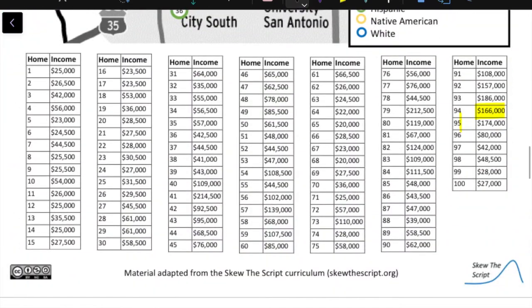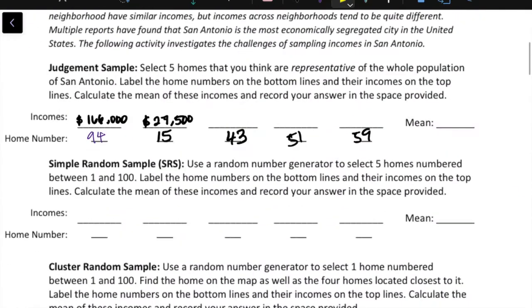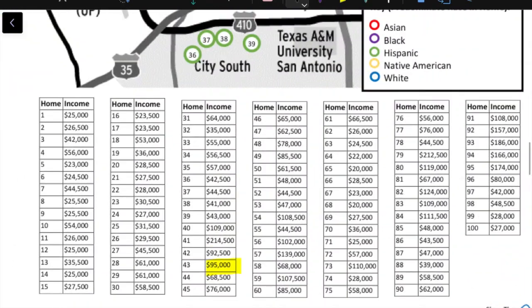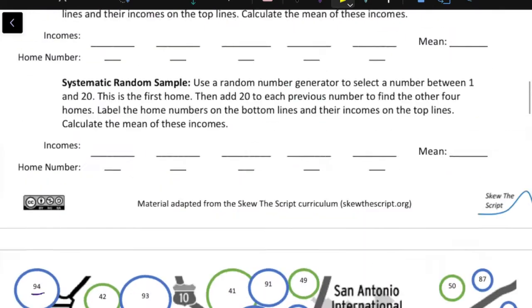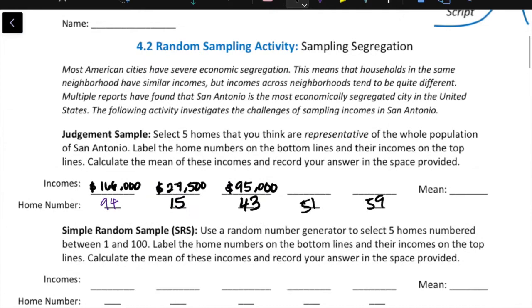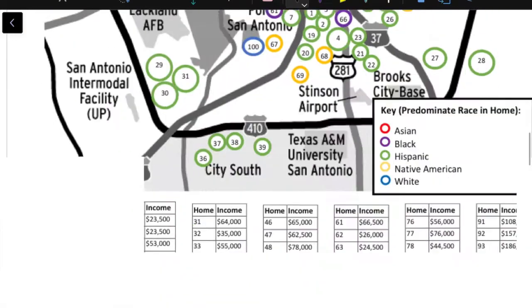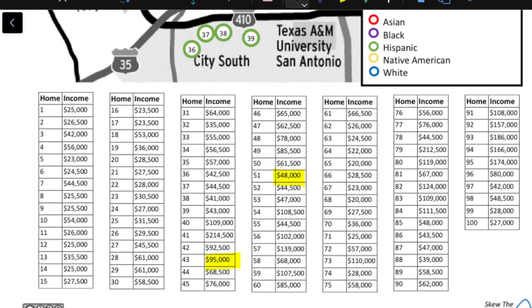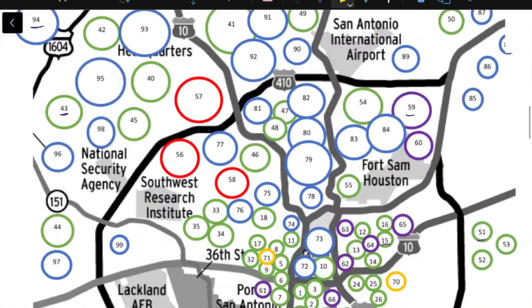Then I look at 43. For 43, we got 95,000. 51 is 48,000. And 59 is 107,500.